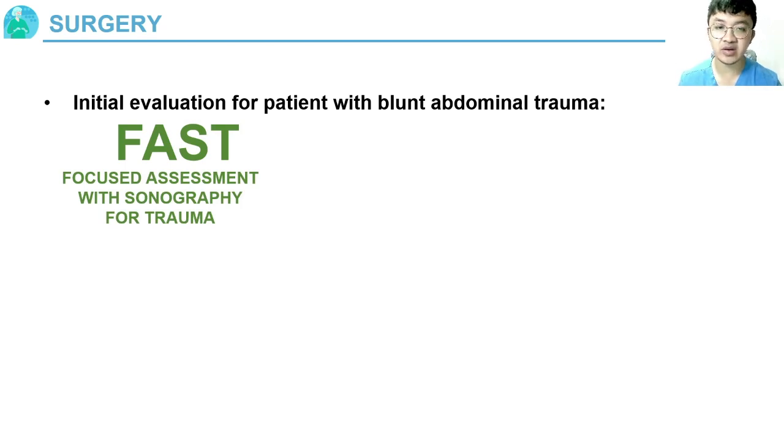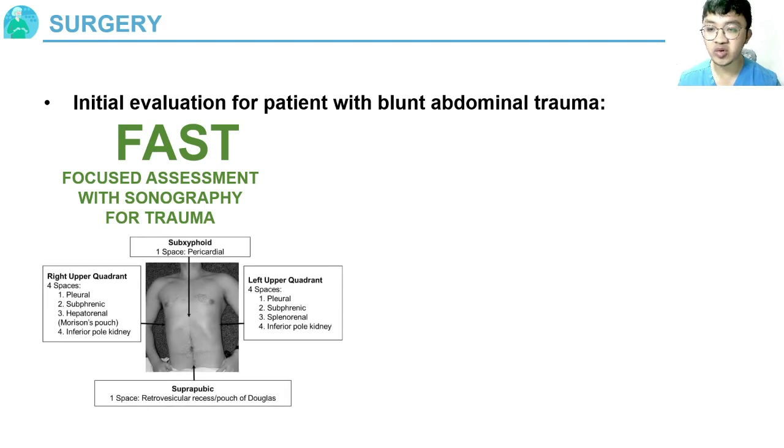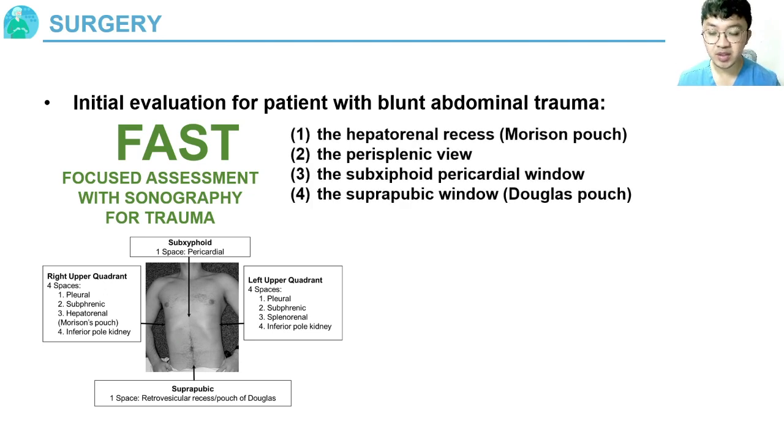So using an ultrasound, you identify these 4 key quadrants or 4 key areas, and you try to identify free fluid. In a patient with trauma, you almost always assume this as hemoperitoneum. So these are the hepatorenal recess, the perisplenic view, the subxiphoid pericardial window, and the suprapubic window. To the right side, you have your hepatorenal recess. Left side, you have the perisplenic view. In the middle up, you have your pericardial window, which is subxiphoid. In the middle down, you have your suprapubic window. So again, you try to identify free fluid.